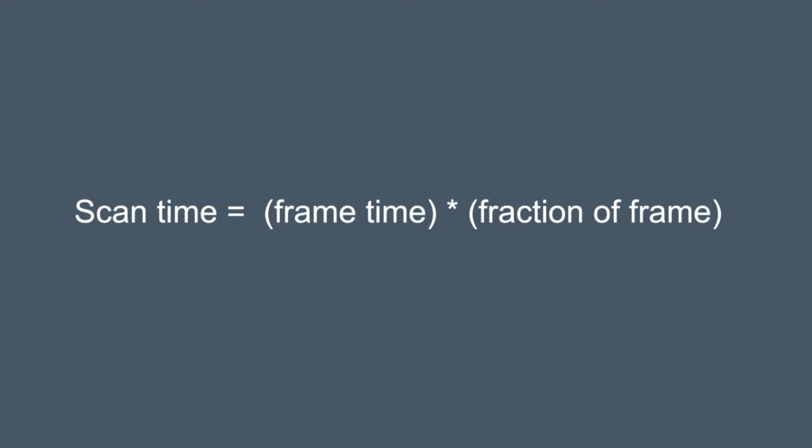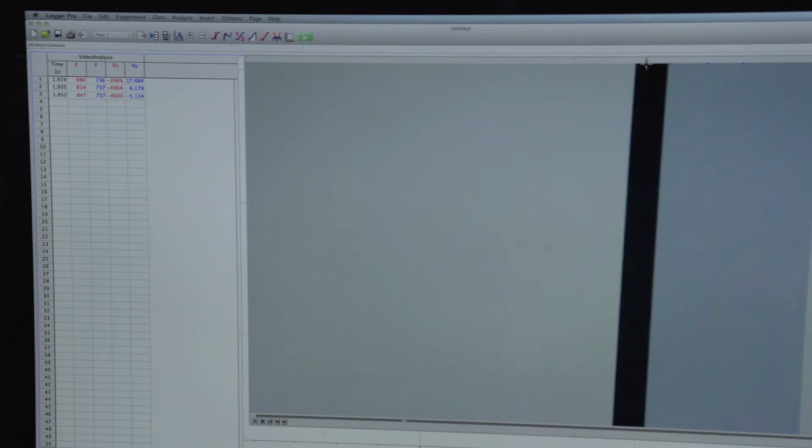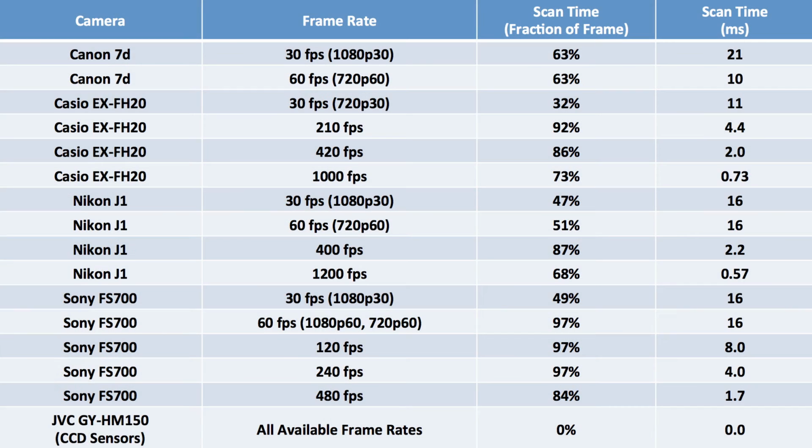You just multiply it by the time it takes one frame to pass to get the scan time. Alright, that sounds good. Let's put data points at the top and bottom of the vertical line for every frame. Alright, let's take these results and analyze them. This is all of the data we collected while analyzing the effect of rolling shutter on horizontal motion.